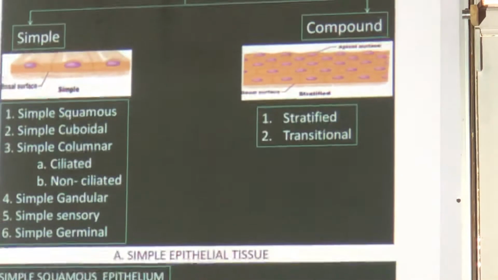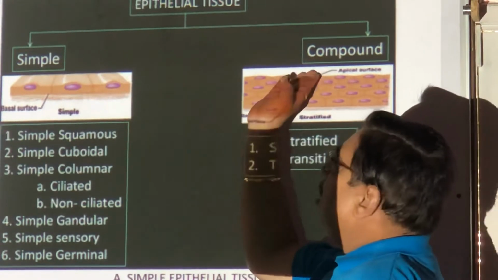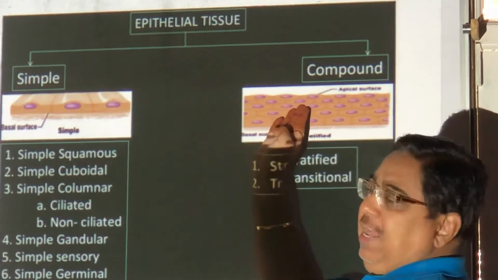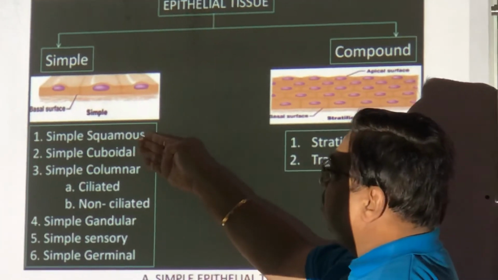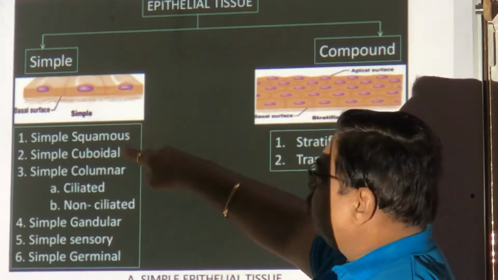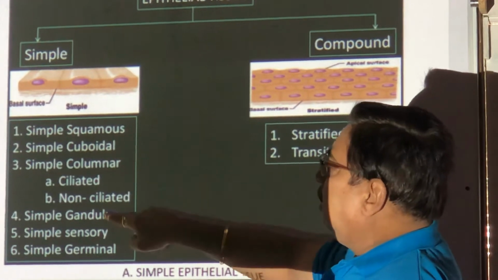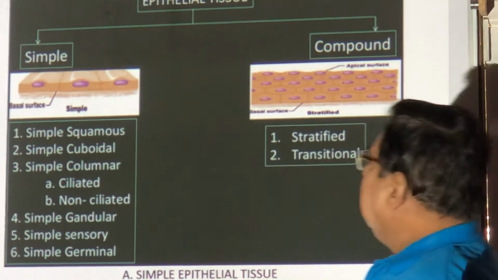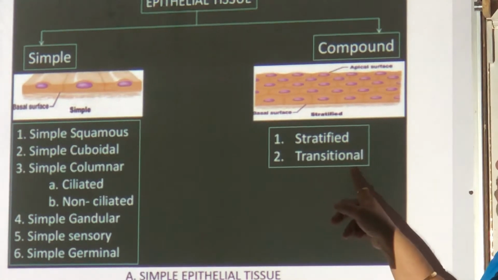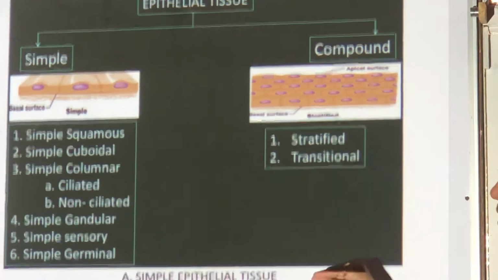Now, what are the types of epithelial tissue, my friends? Simple, compound, one layer, more than one layer. Simple squamous, simple cuboidal. We don't write simple every time now. Squamous, cuboidal, columnar, ciliated, non-ciliated, two types of columnar. Glandular, sensory, germinal. Here, stratified and transitional. Okay, we are going to see all these now.